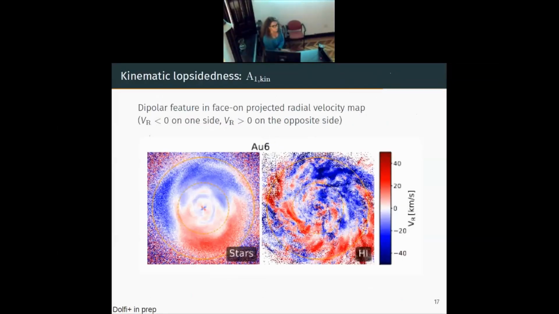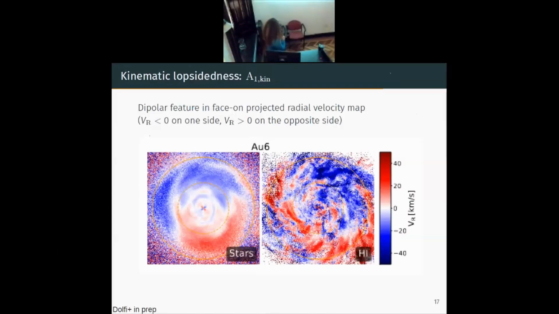And here we then quantify the lopsidedness in the kinematics. In the case of the face-on radial velocity, because the lopsidedness introduces non-circular motion within the galaxy, it appears as a dipolar feature in a face-on radial velocity map, where on one side we have inflow, so negative VR, while on the opposite side it shows as an outflow, so positive radial velocity.